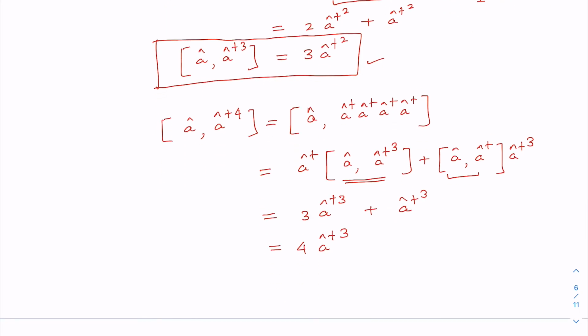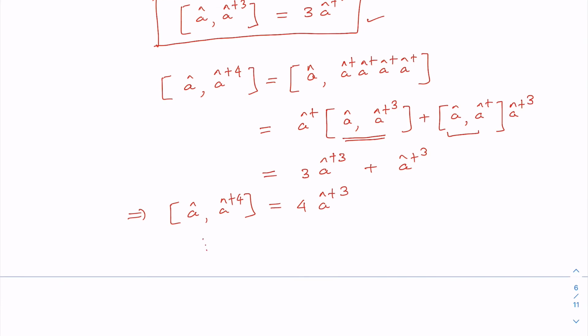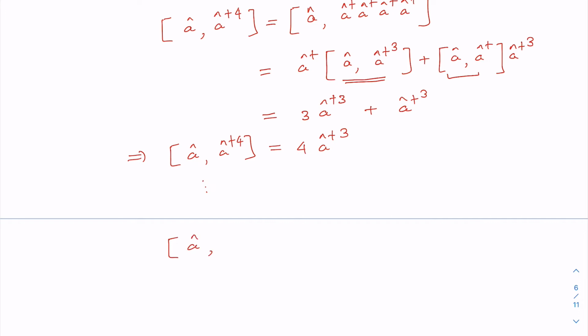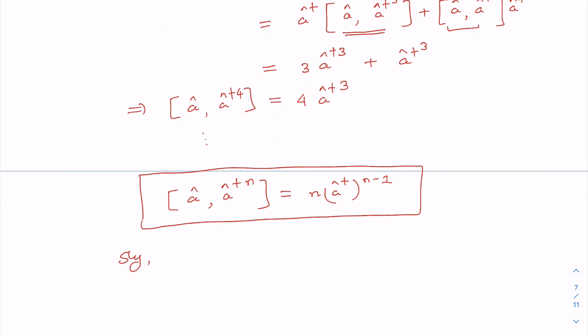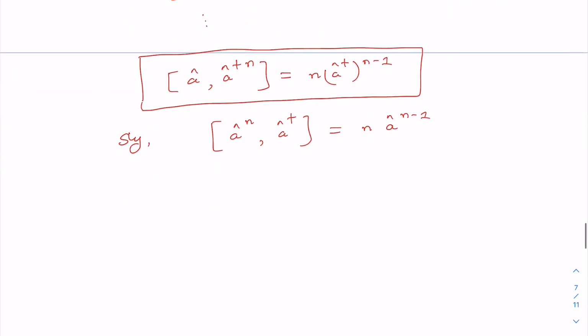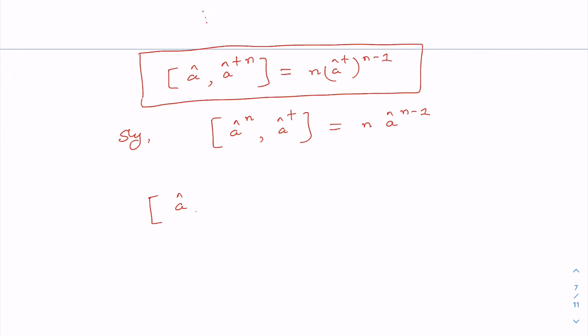So as you can see, if you examine all these relations, this way you can go on, and therefore I can conclude that a dagger to the power n would be equal to n a dagger to the power n minus 1. Similarly, applying the same procedure, you can prove the commutation relation of a with a dagger to the power n to be n a dagger to the power n minus 1. Finally, we are asked to establish the relationship.